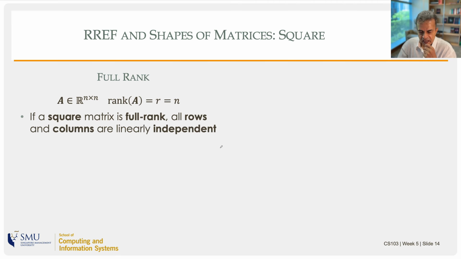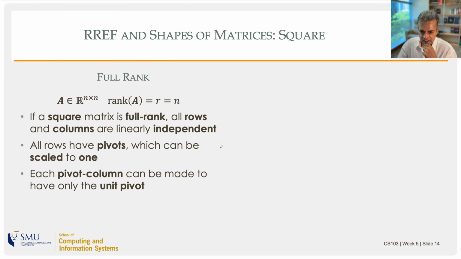All those pivots can be scaled to unity, and those unit pivots can be used to get rid of everything above the pivot in each column. So what you will end up with is the identity matrix. All rows have pivots which can be scaled, and each pivot column can be made to have only one unit pivot. Everything else can be zeroed by appropriate scaled subtractions. That means the RREF of a full rank square matrix is going to be the identity matrix of the same size.